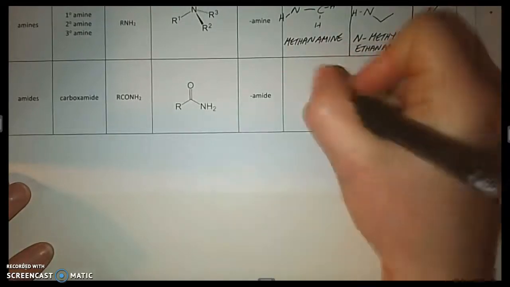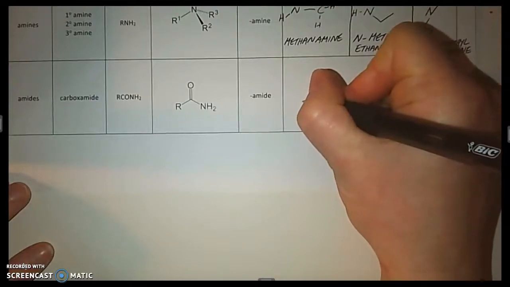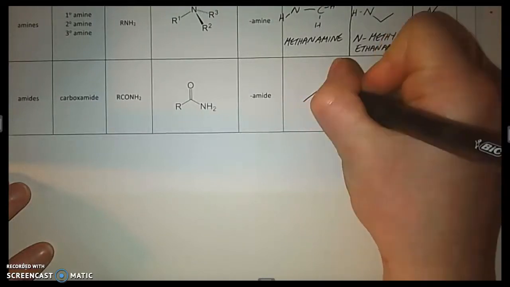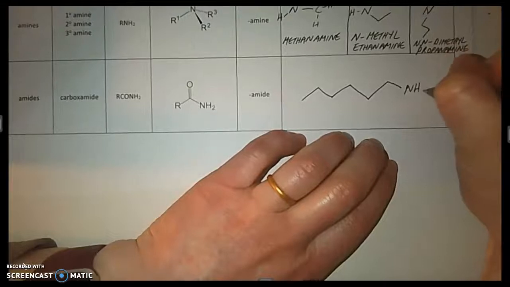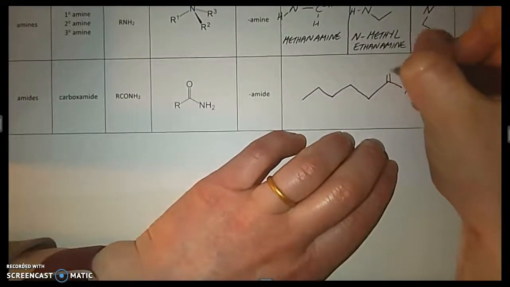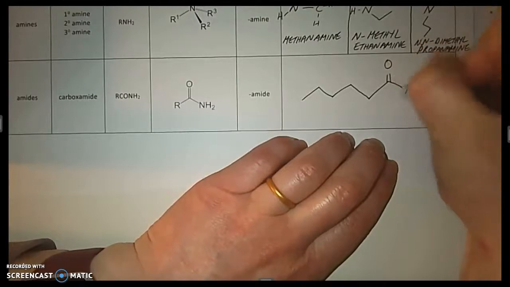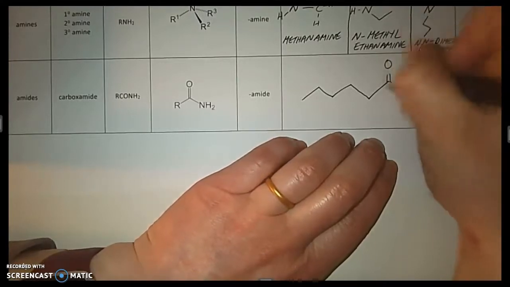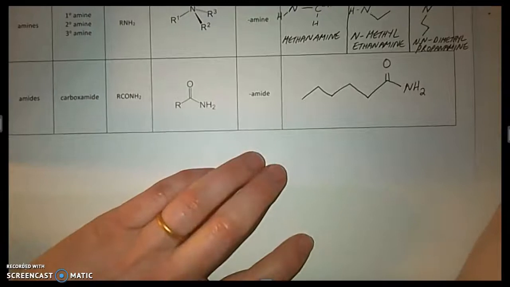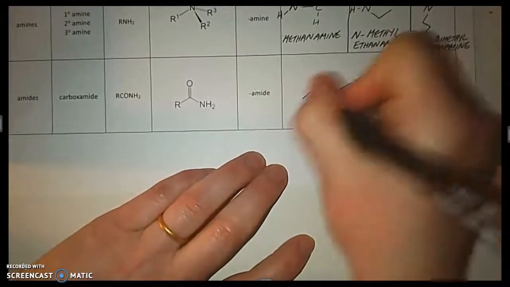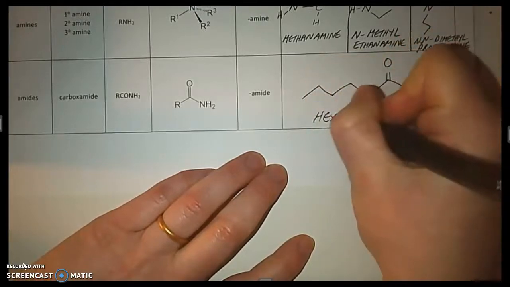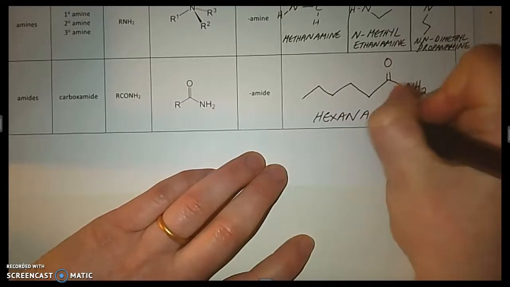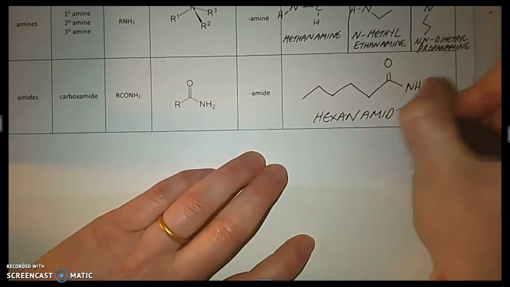Let's do, just because we haven't gotten up to 6 carbons in any examples here, 1, 2, 3, 4, 5, 6 carbons in our chain, and then an NH2. The carbon that's adjacent to the NH2 group gets a double bond to oxygen to make it an amide. Because there's 6 carbons, it's hex, no double bonds or triple bonds between the carbons, so hexanamide, because it's got an amide group on the end here.